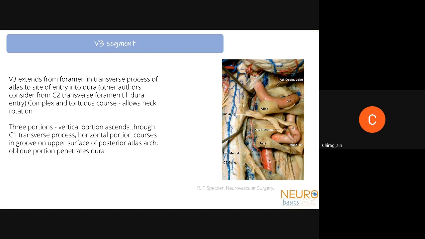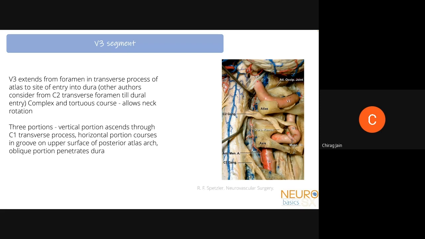There are three portions within this V3 segment of the artery. One is the part which ascends through the transverse process, that is a vertical portion. There's also a horizontal portion which runs behind the C1 lateral mass on the upper surface of the posterior atlas arch, and an oblique portion which is over here, which is going to penetrate this dura.